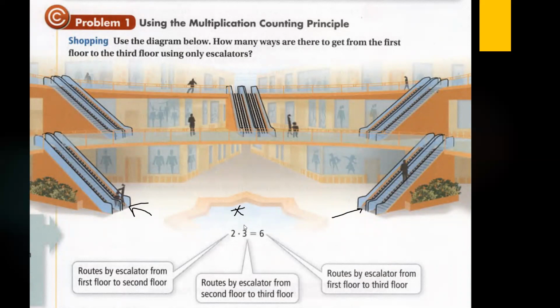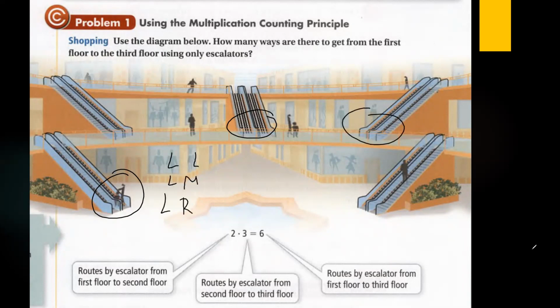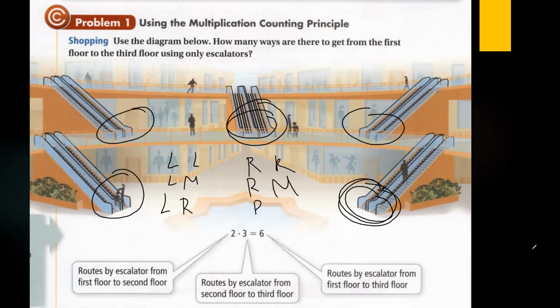Now, when you go up to the next floor, you can use the one to the left, the one to the right, or the one in the middle. So how many ways can you go? You can choose the left with the left, the left with the middle, or the left with the right, or the right one with the right, the right with the middle, or the right with the left. If you choose left with left, you reach the third floor. If you choose right with left, you reach the third floor. So how many ways do you have here?